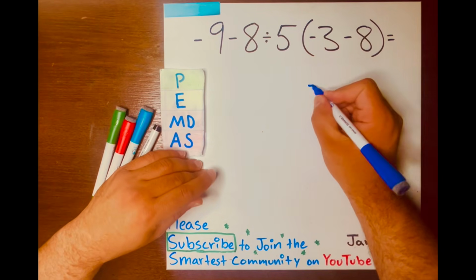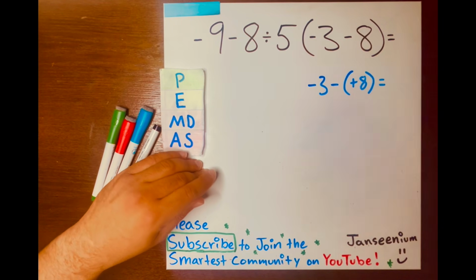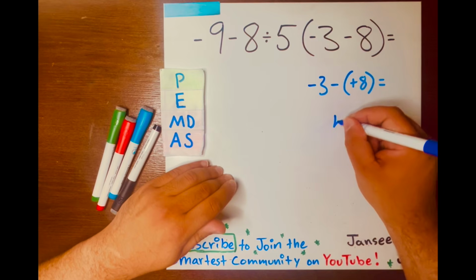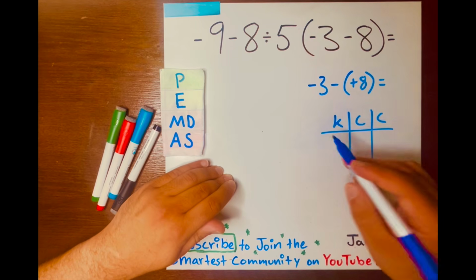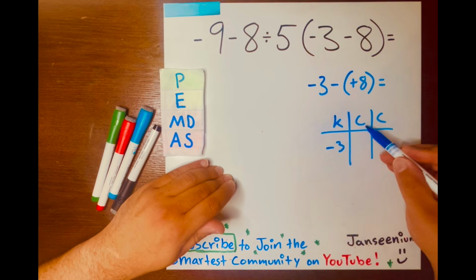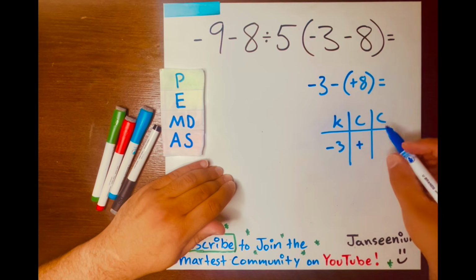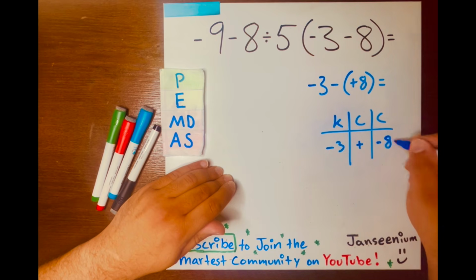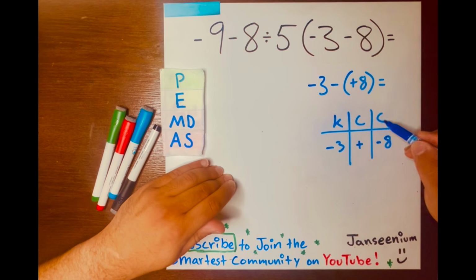PEMDAS is saying that -3 minus +8 goes first. Next, I want to change subtraction to addition, so then I can use the addition rule. And I like to keep things organized, so the first thing we do is keep -3. That's what the K stands for. Next, change subtraction to addition. That's what the first C stands for. And then we change the +8 to -8. So I changed the sign from positive to negative. That's what the second C stands for.